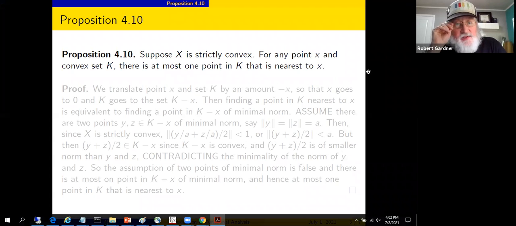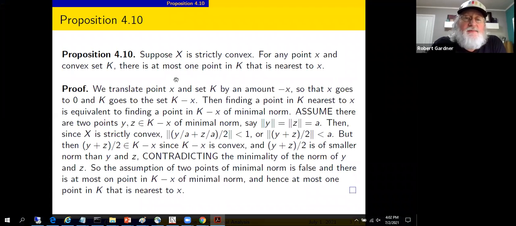Okay, I think it's just one slide. We're going to translate some things. We translate point X and set K by an amount negative X. So we're going to subtract X from everything. So it's a nice rigid translation. It won't change distances in particular. So this nearest point idea won't be badly affected. I mean, it will involve some different vectors, but the idea of nearest point and showing a unique nearest point will not be affected. And we can always just translate back by adding X to the result.